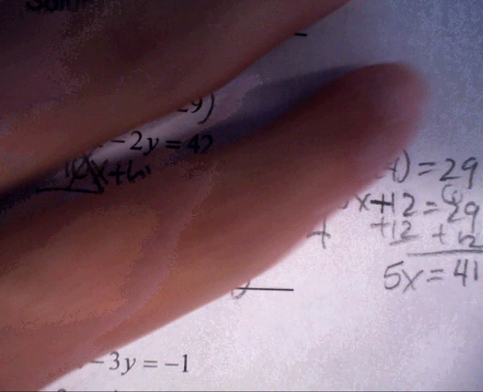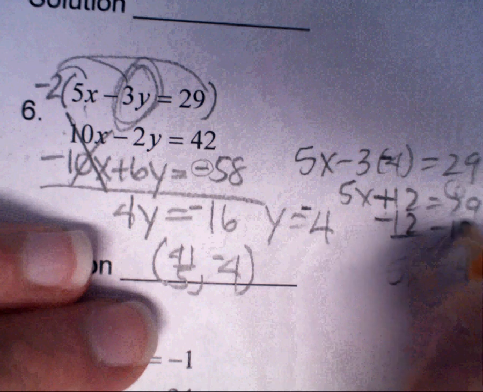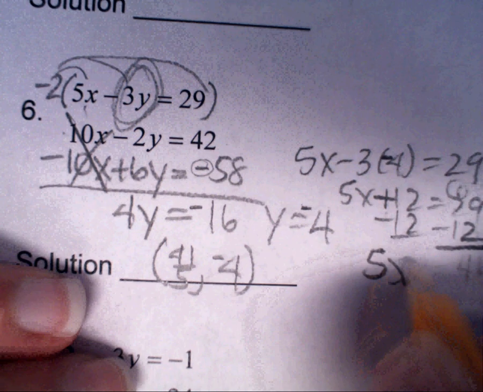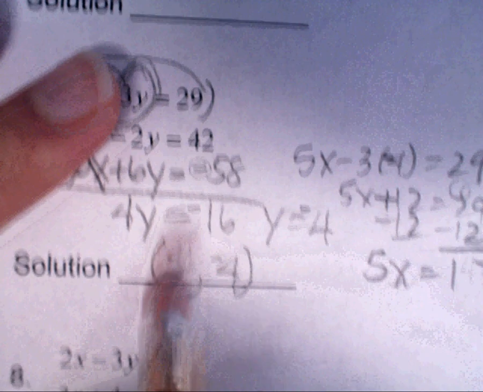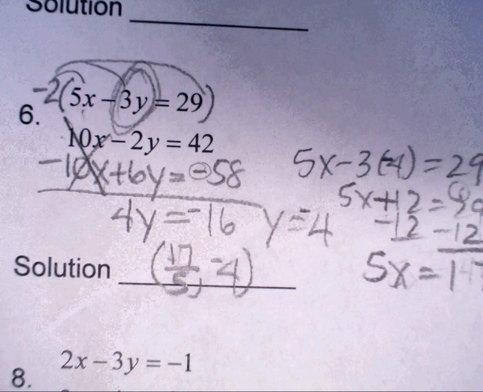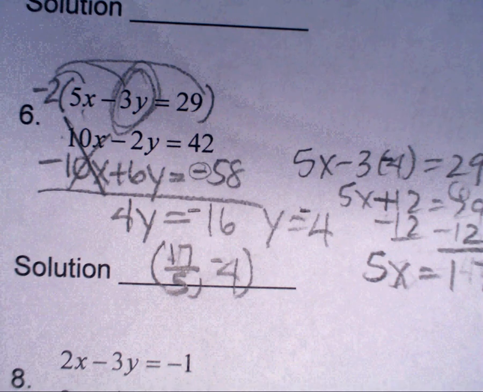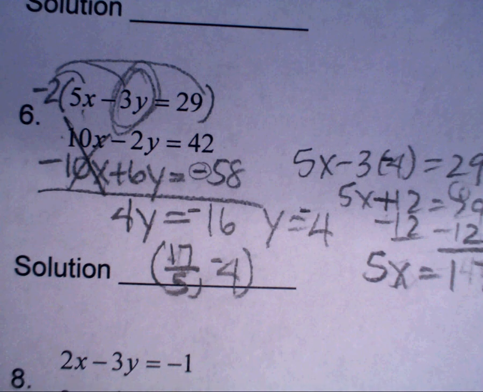So then I'm going to have to subtract 12. 5x equals 17. It's still a funky answer, but it's the right funky answer. Let this be your lesson. So, let's look at number 4.